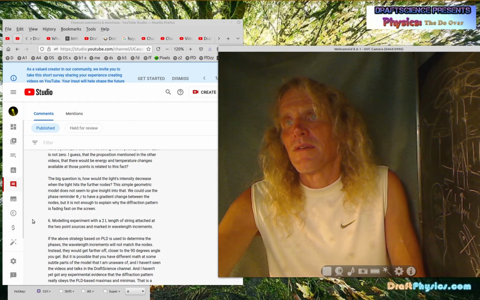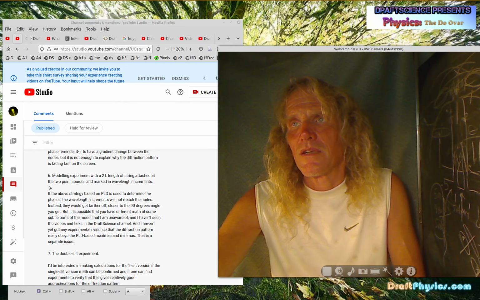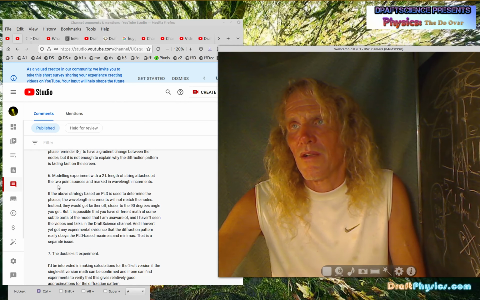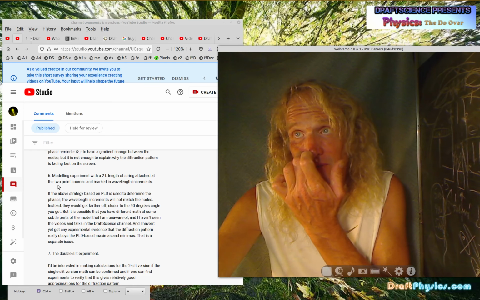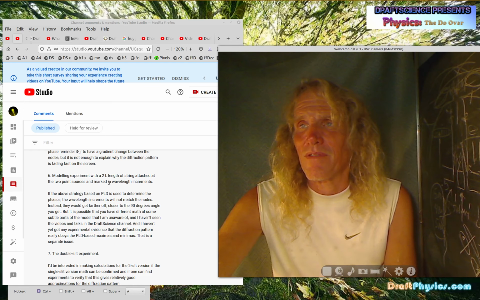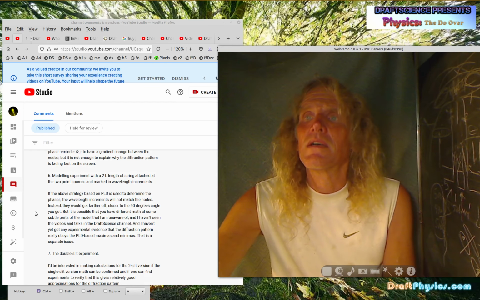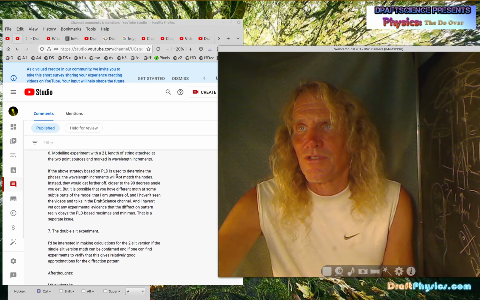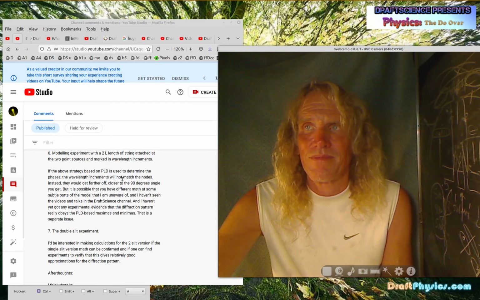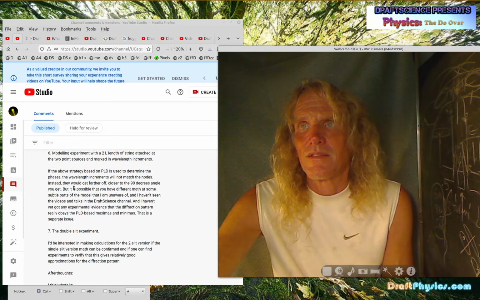All right. Modeling experiment with 2L length of string attached to 2 point sources and marked in wavelength increments. So let's see what happens here. If the above strategy based on PLD is used to determine the phase, the wavelength increments will not match the nodes. Okay, so says you. Instead, you would get further off, closer to 9-degree angle you get.